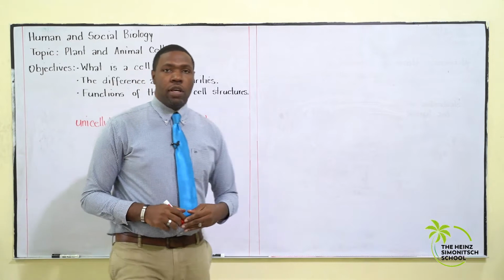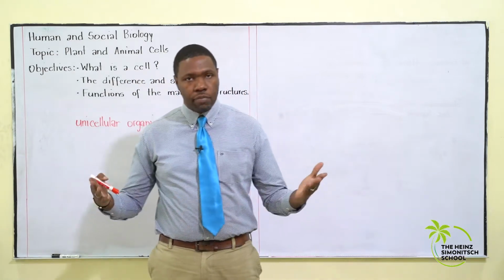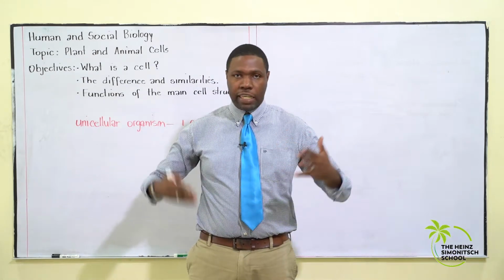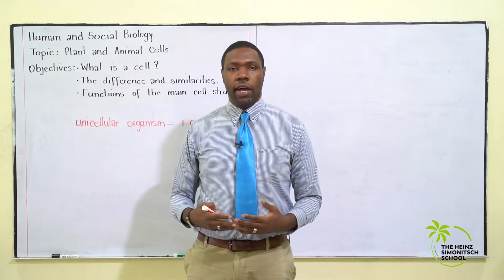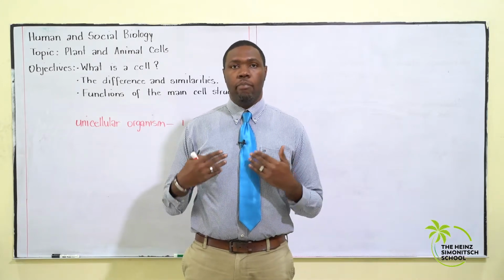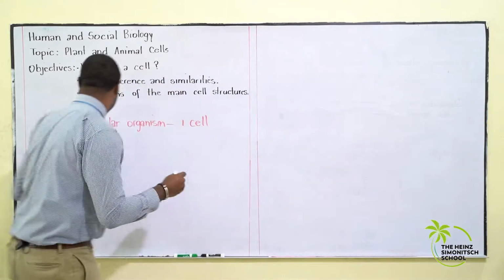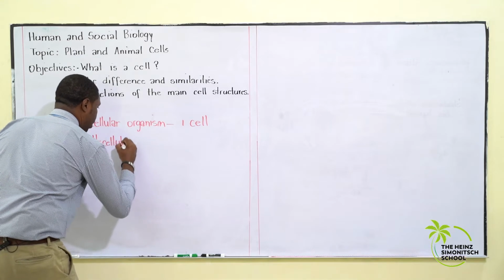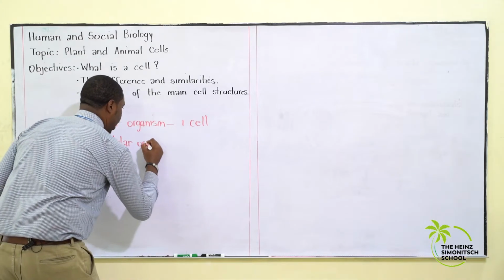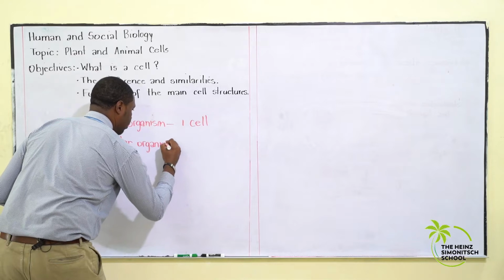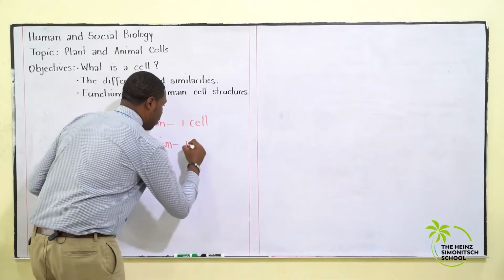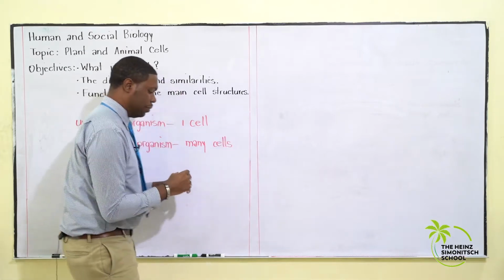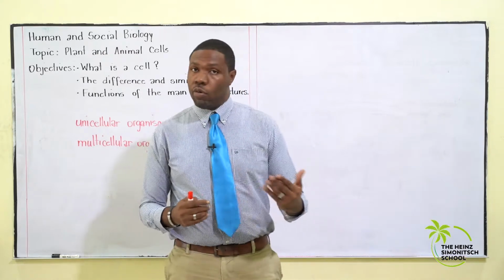Now, there are some organisms that are more complex, like us humans, and we have billions of cells that make up this organism you see in front of you. We are called multicellular organisms, meaning many cells. So, what is a cell?